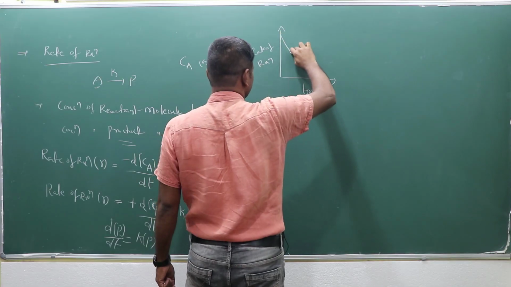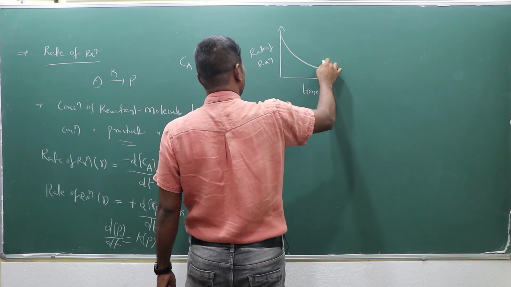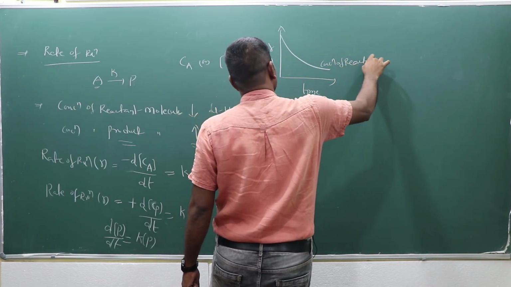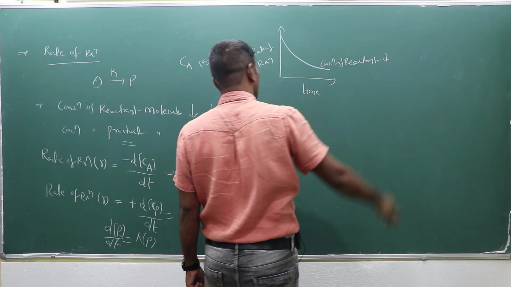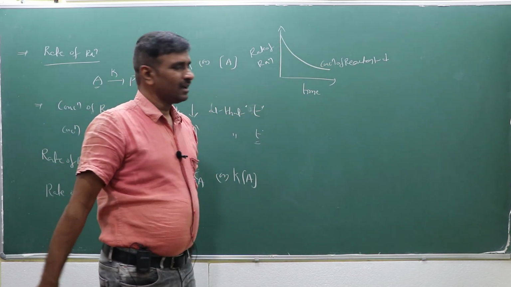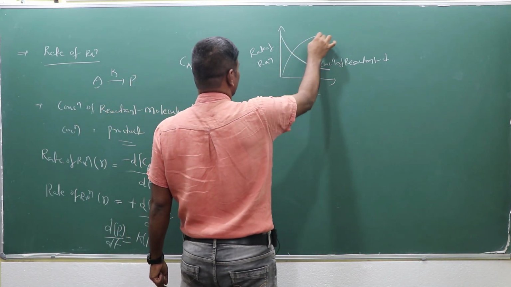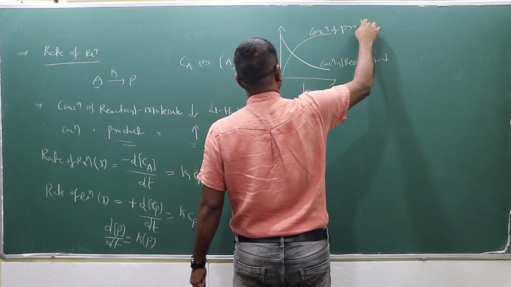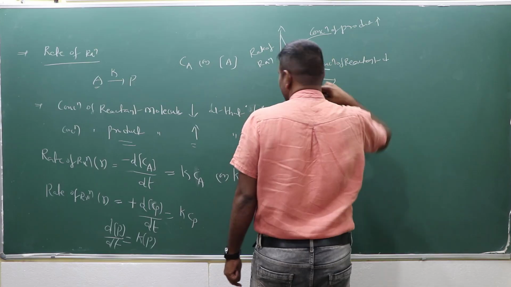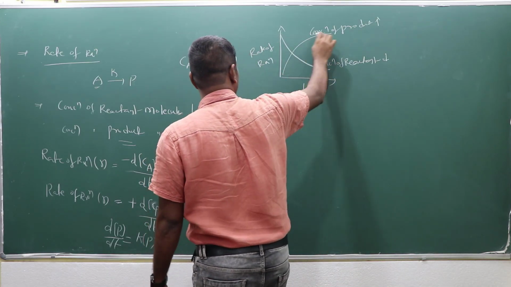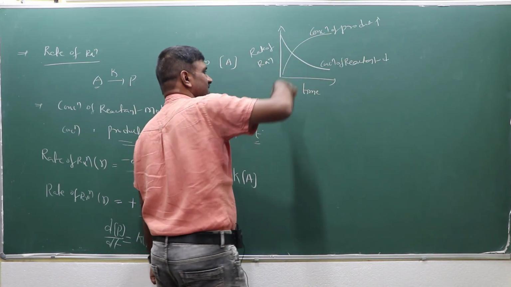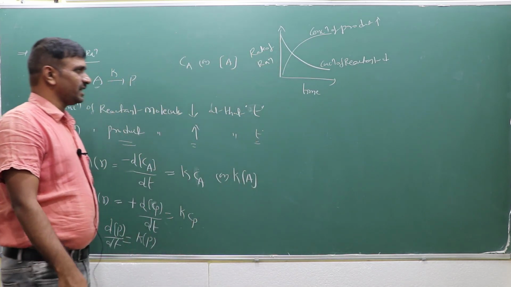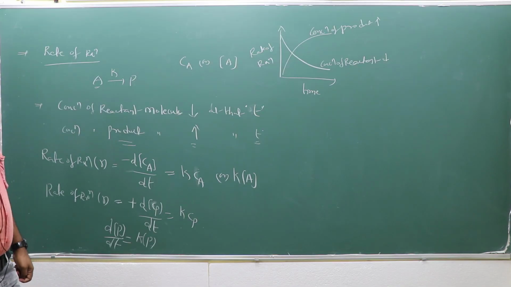So here in this case, the concentration of the reactant molecule decreases, and the concentration of the product molecule increases. All the time, as the reaction goes on, the concentration of the product increases and the concentration of the reactant decreases. Based on that, the rate of reaction will be determined.